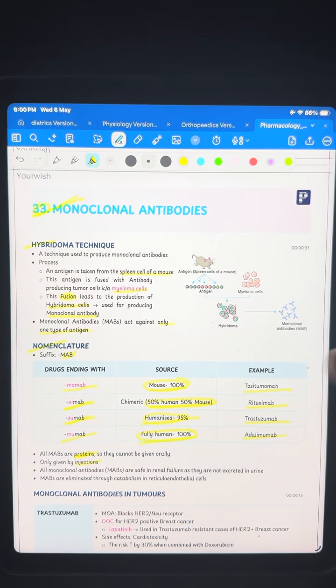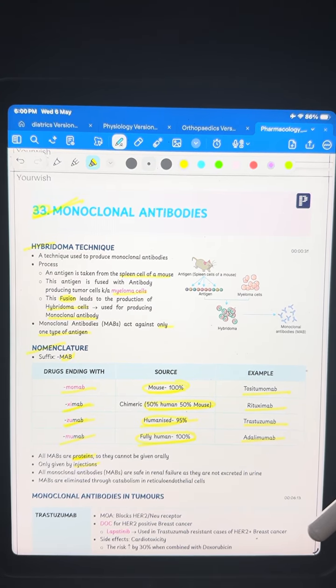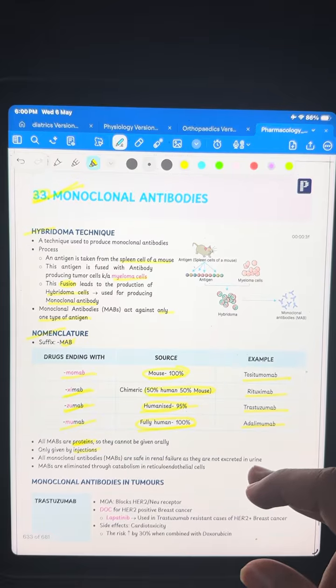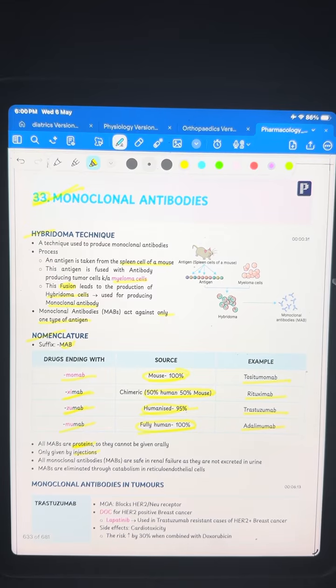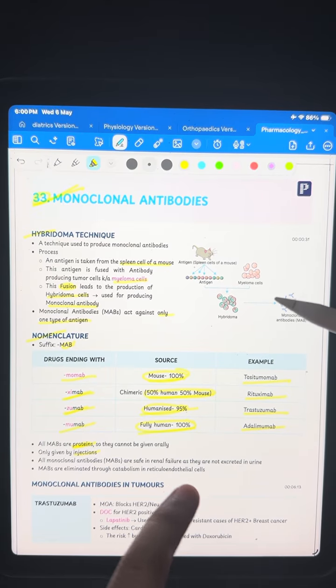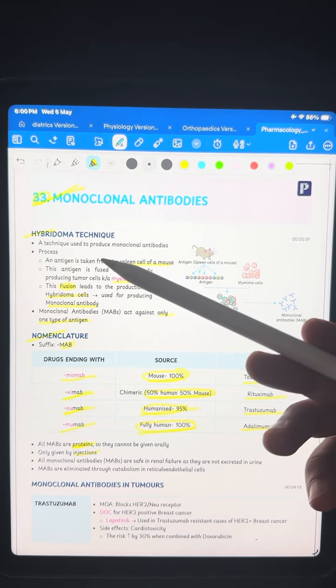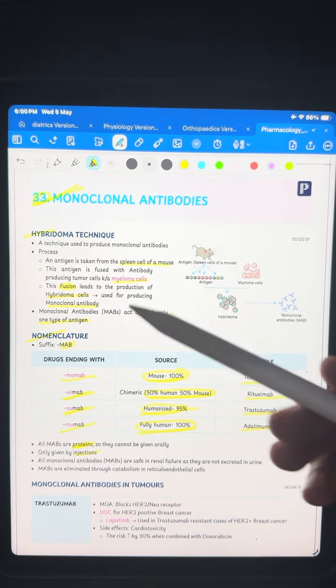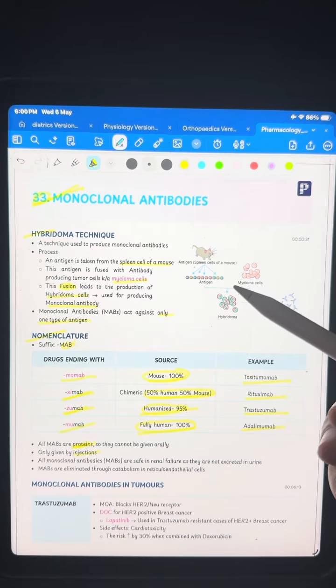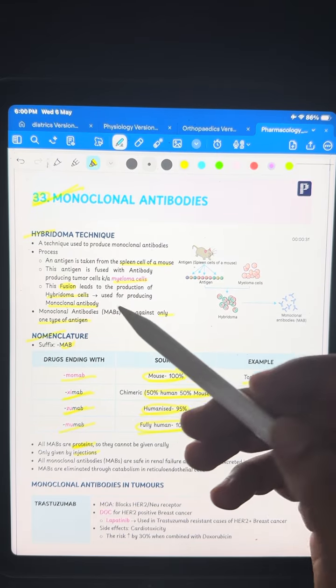Okay, guys, today we will study about monoclonal antibodies. Firstly, these are drugs used in anti-cancer treatment. As you can see, the first topic is about the hybridoma technique. Hybridoma, the word itself explains it.